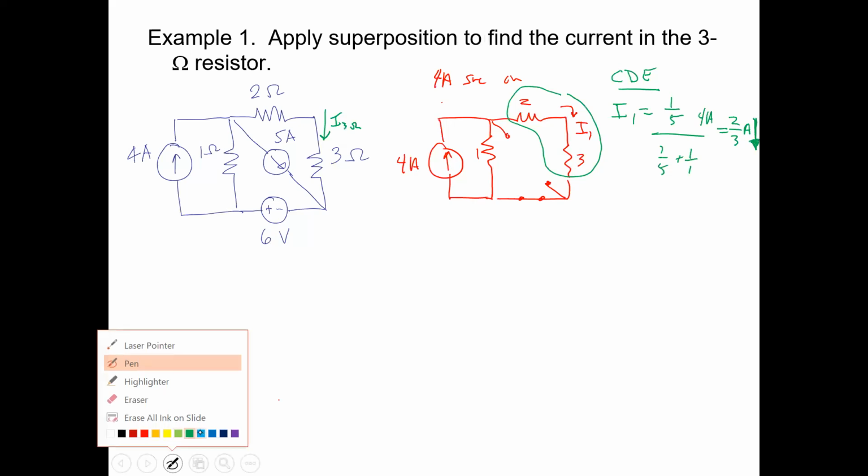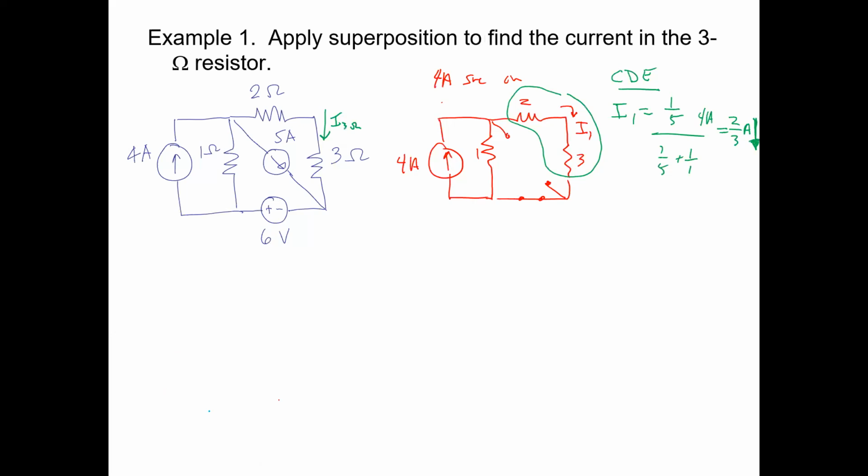And then again, with the 5 amp source turned on and everything else turned off. So let's do it that way, 5 amp source on. That means we're going to draw this circuit.